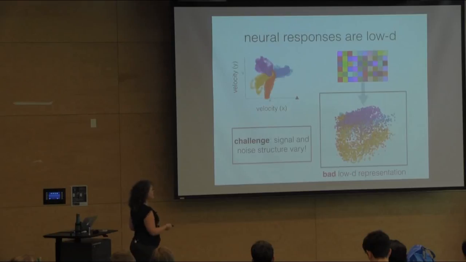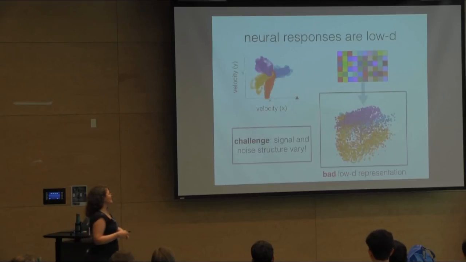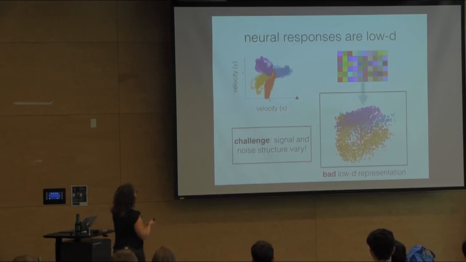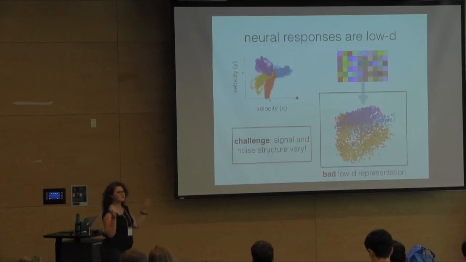So in many cases you get these bad low dimensional representations, and then a question could be, how do I constrain my dimensionality reduction steps in order to ensure that I match the structure that's present in the data that I want to decode?